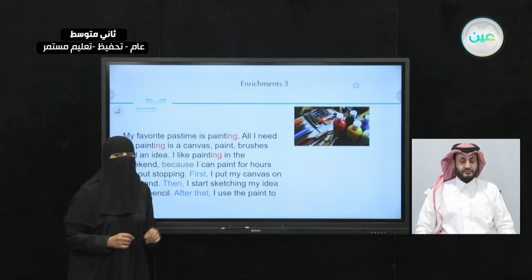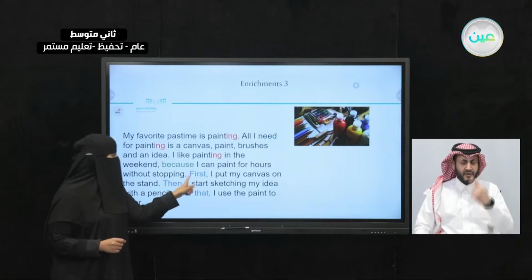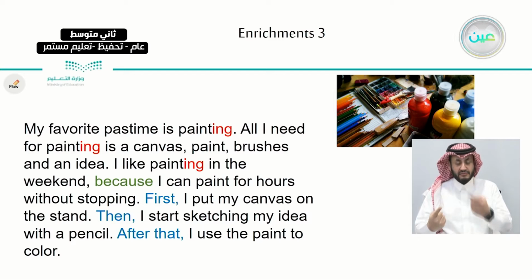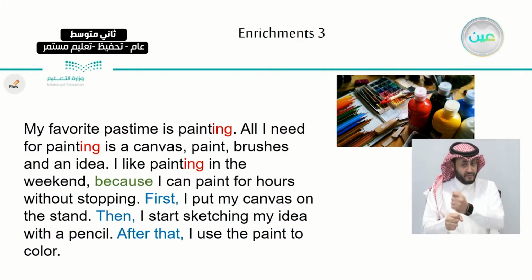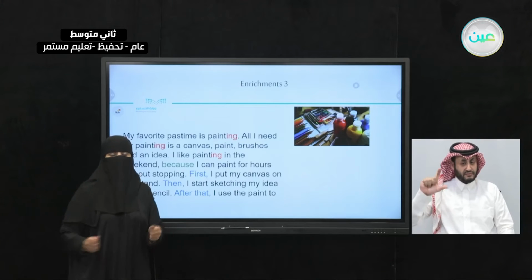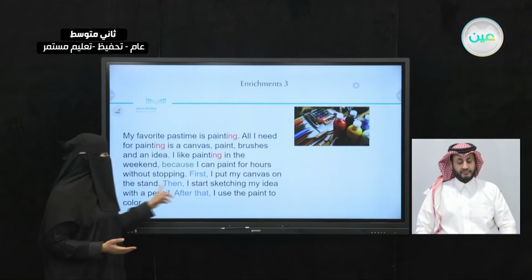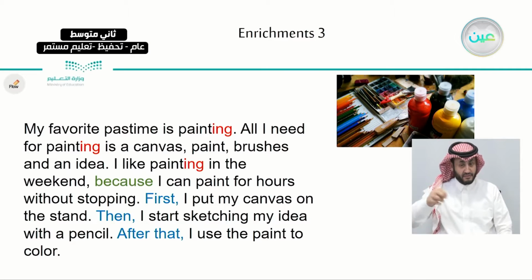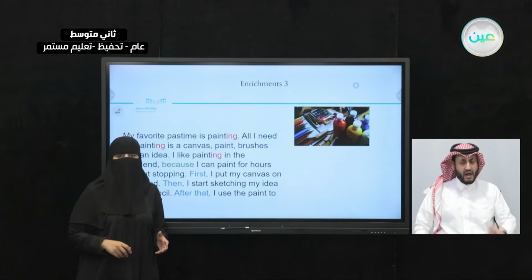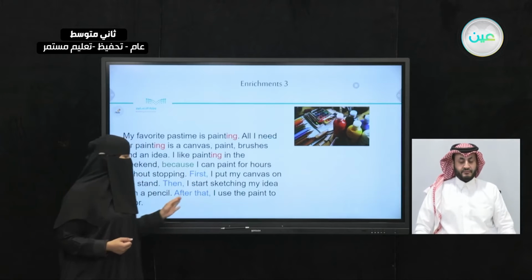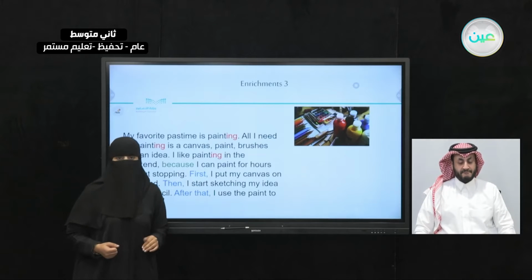Now, for the steps, what did we use? Let's take a look. Here we have the word first. First, I put the canvas on the stand. This is the first thing I do to perform this activity. I take the canvas, put it on the stand. After that, what is the next step? And the next step is what? I start sketching my idea with a pencil. So this is step number 2. Sketching the idea on the canvas before using the paint to color this idea. Because coloring the idea or using the paint, this is the final step.